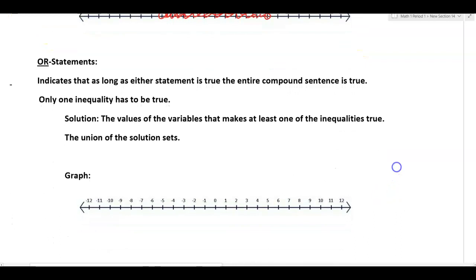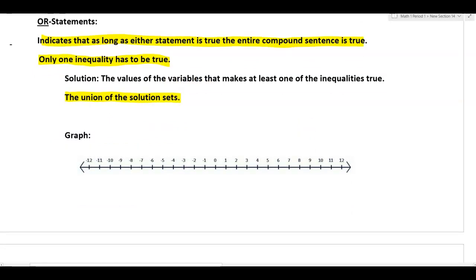Now, or statements indicate that as long as either statement, right, that's key, that either statement is true, the entire compound sentence is true. Meaning, we only need one inequality to be true. So the solutions here are the values of the variables that make at least one of the inequalities true. And we say this is the union of the solution sets.